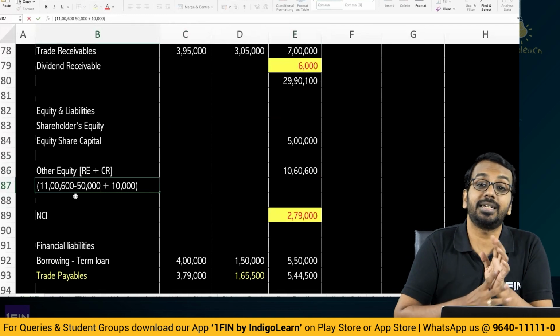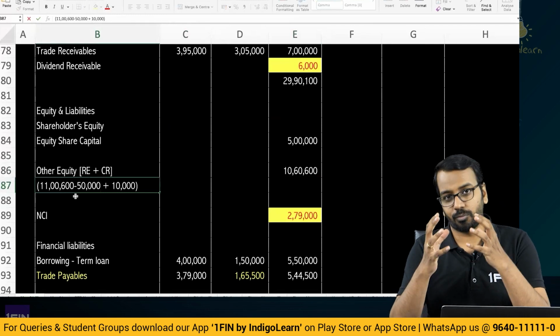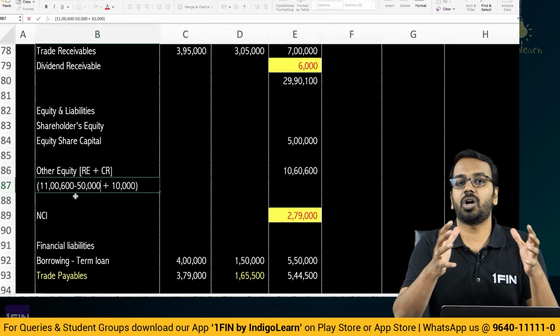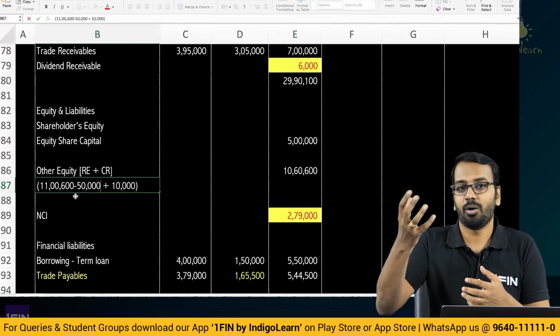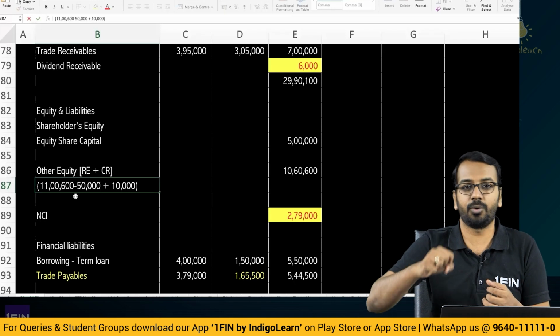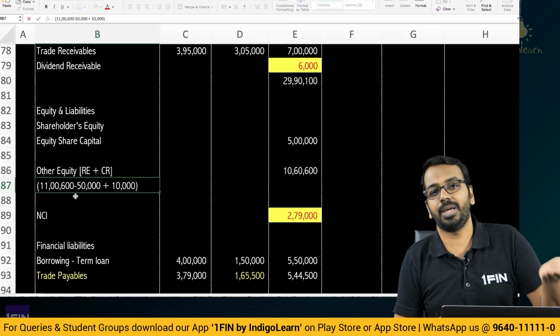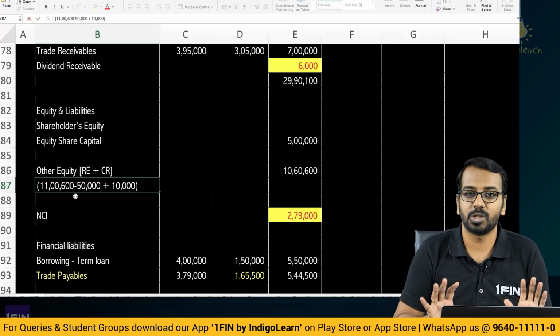Sir, what about the dividend that you have received from S Limited? See, the dividend we have received from S Limited, in the consolidated financial statement, we will not show it as an income. Okay, one side the retained earnings of subsidiary are going down, on the other side retained earnings of parent will go up, net impact will be same. So we will not add that.